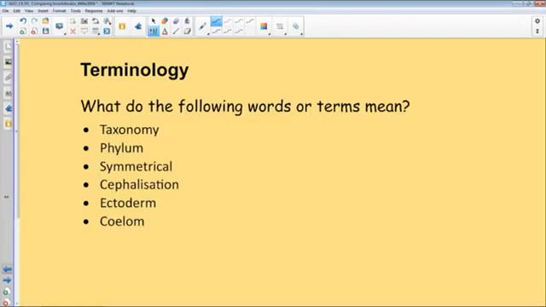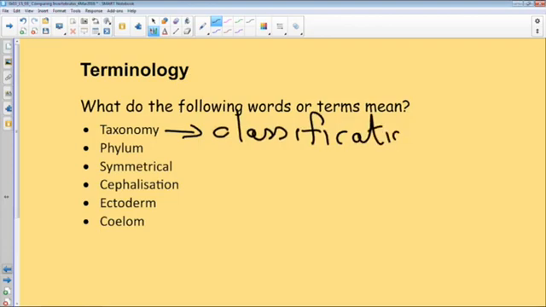So guys, looking at the term taxonomy, what does taxonomy mean? Remember, taxonomy refers to a classification system. So when we study taxonomy, we're looking at how organisms are classified. Basically, we're looking at a classification system based on characteristics that organisms share. And we've looked at the various groups last week, and that was basically a taxonomical classification. So classifying organisms based on certain characteristics would be taxonomy.